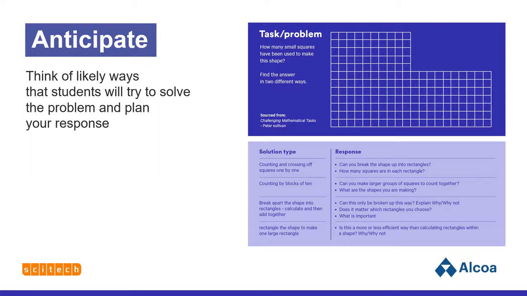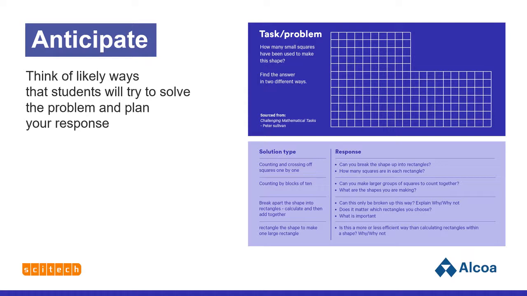Counting by blocks of 10. This is more efficient than counting altogether. And again, she says, can you make larger groups of squares to count together? So she's pushing them again towards the rectangular idea and a more efficient approach. But you can see she's changed the type of question she's using depending on what she's getting from the students to relate to where they're at.